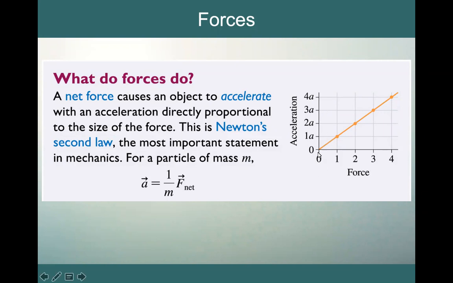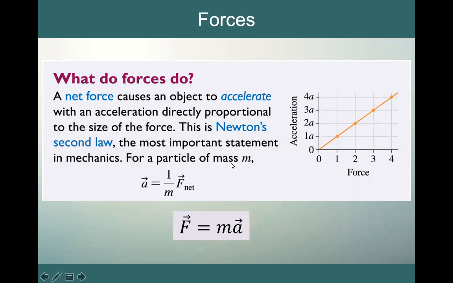So looking over here at this diagram, we see the acceleration on the y-axis and the force on the x-axis. If we increase our force, we increase our acceleration proportionately. We have a linear relationship between force and acceleration. So if you push harder on something, it will accelerate more. This is Newton's second law, F equals ma.